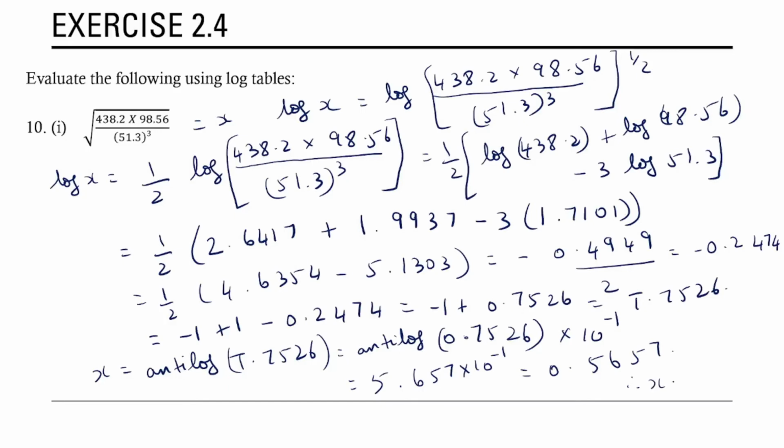Therefore, x is approximately equal to 0.5657. You cannot say the value of this is exactly equal to 0.5657. After using log tables and antilog tables, we can see that x can be approximately equal to 0.5657.